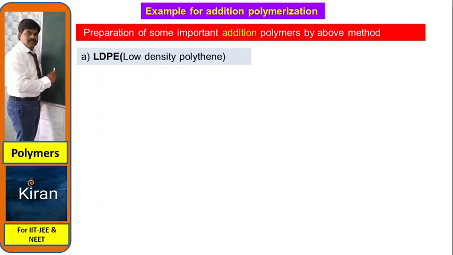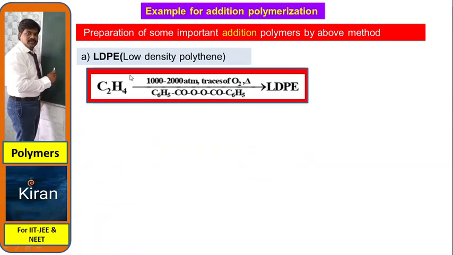One by one. The first addition polymer we are going to explain here is LDPE. LDPE means low density polyethylene. L stands for low, D stands for density, P stands for poly, E stands for ethylene. Low density polyethylene is an example of an addition polymer. In what way it will be formed, I am going to show on the screen.